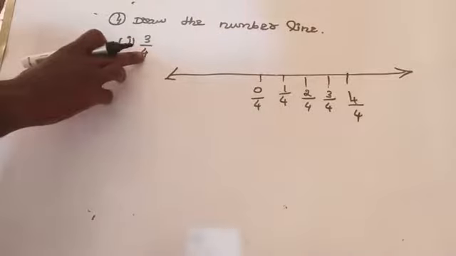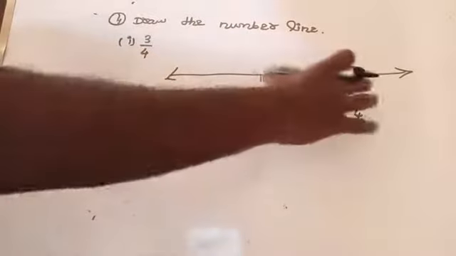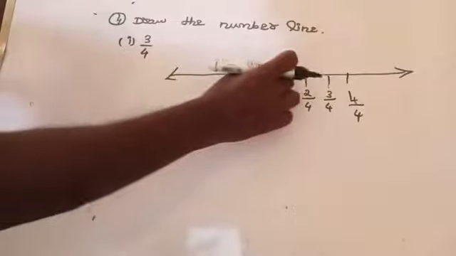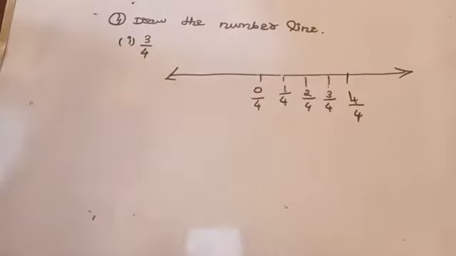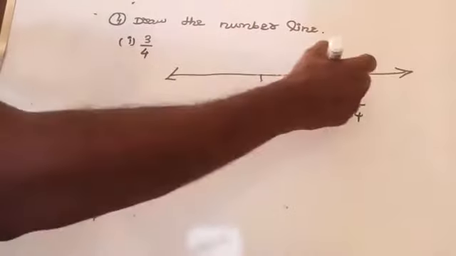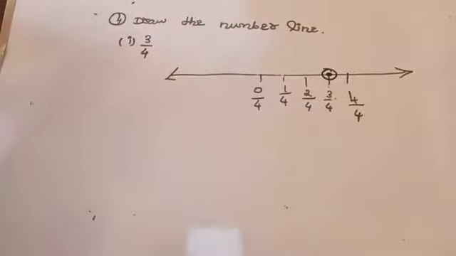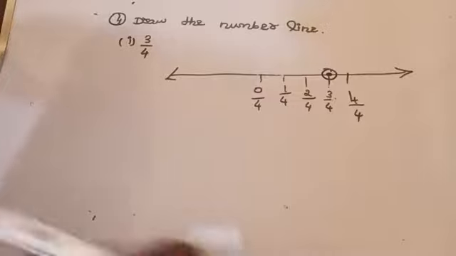So 3 by 4. Here how many parts are there? There are 4 parts, so in between 0 and 1 there will be 4 parts. First part, second part, third part and fourth part. Here we are trying to represent 3 by 4 on the number line. So this is 3 by 4. Are you getting here? Look at the second part, you will come to know that.